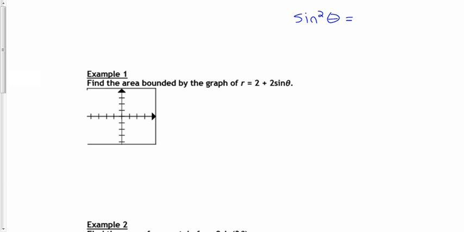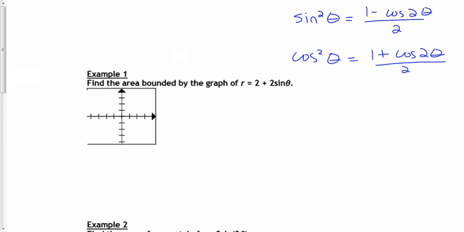That sine squared theta is equivalent to 1 minus cosine 2 theta over 2. And cosine squared theta is equal to 1 plus cosine 2 theta over 2. Those are things that you need to know, and those are what you're going to have to use anytime you have to find an area by hand. If you've got the graphing calculator, you can just plug it in and get an answer, but I will ask you to do these without a graphing calculator, and you're going to have to use those 2 rules. So let's go ahead and start with example 1.